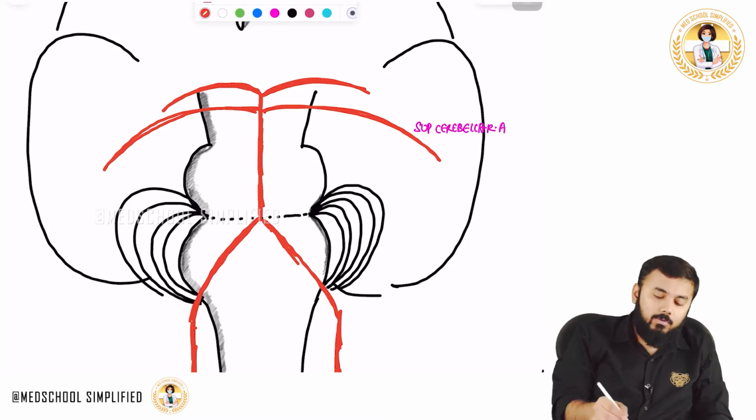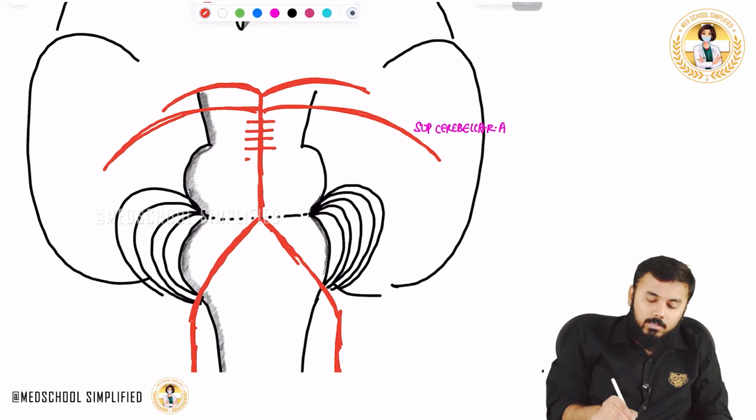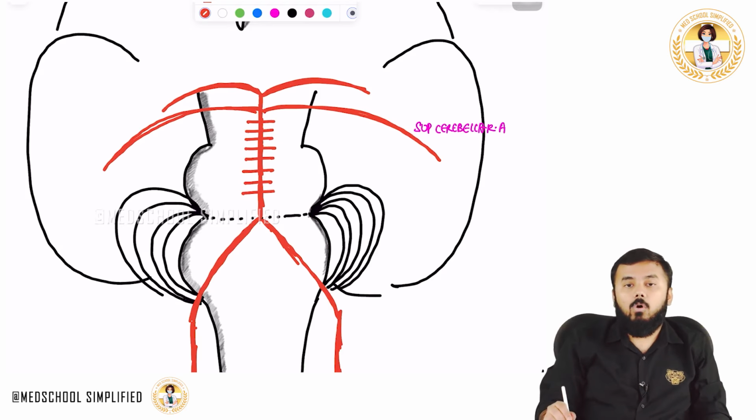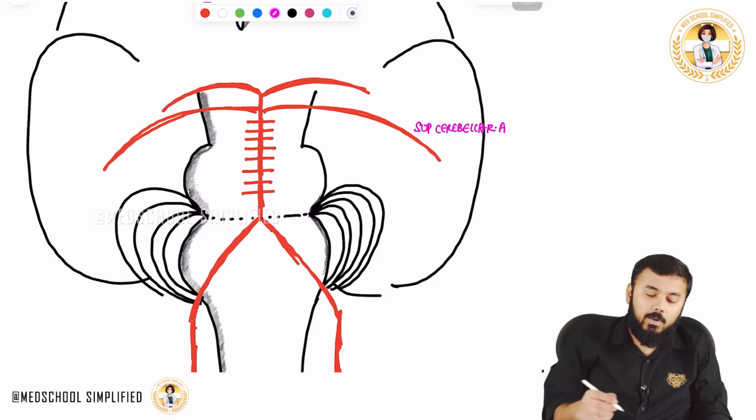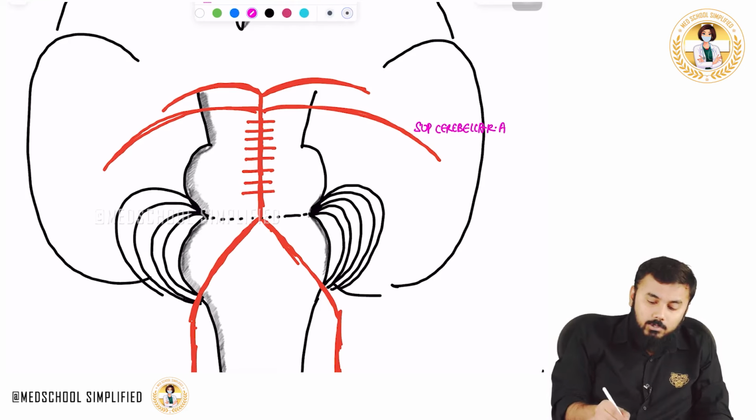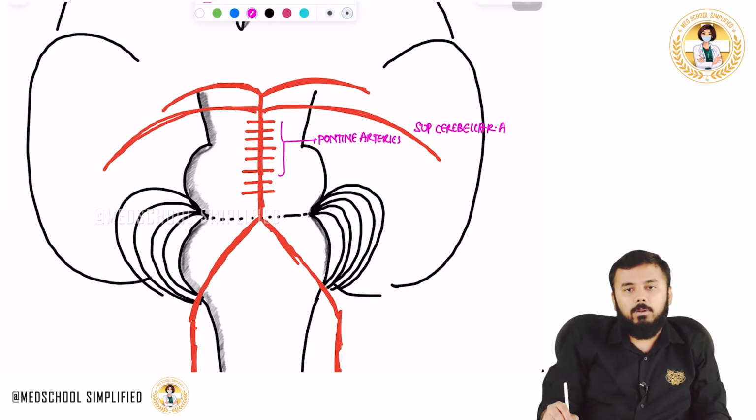Next important thing over here is that from this artery you see branches coming out like this. These branches which are coming out over here are called pontine arteries, which supply your pons. All these branches are called your pontine arteries, multiple branches.